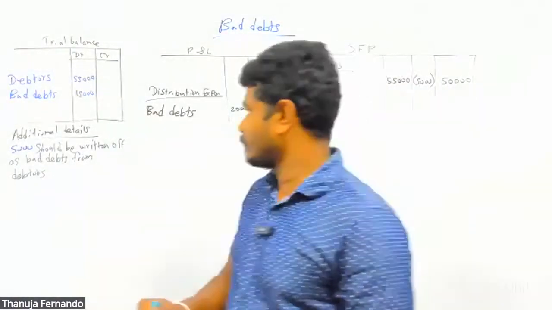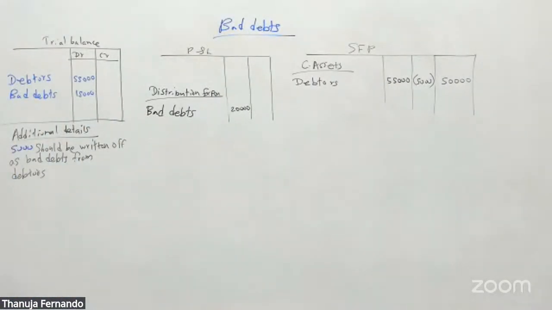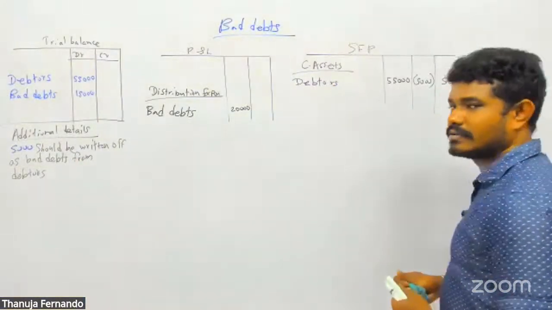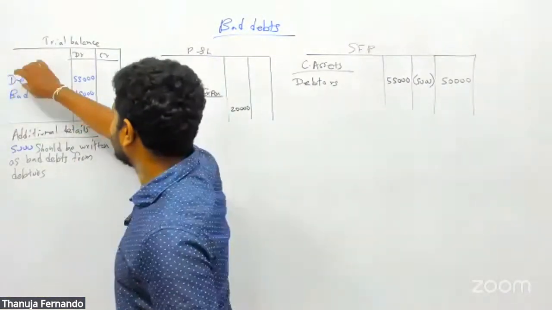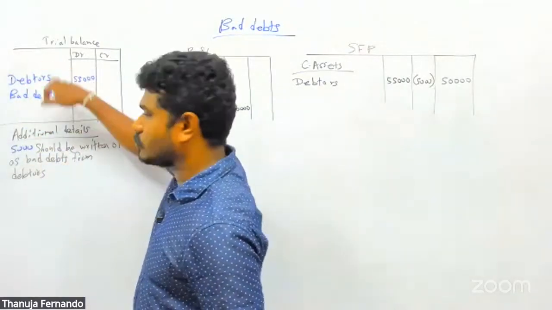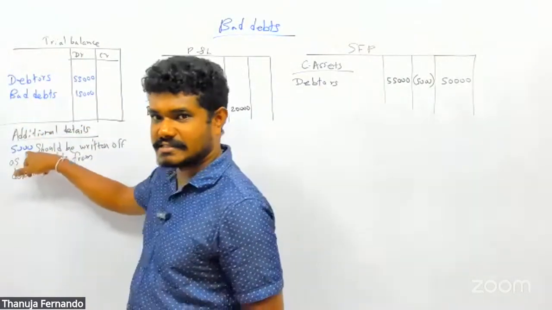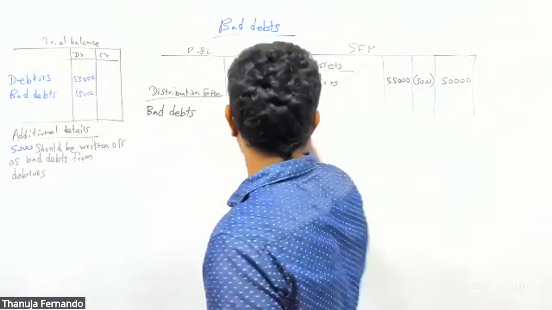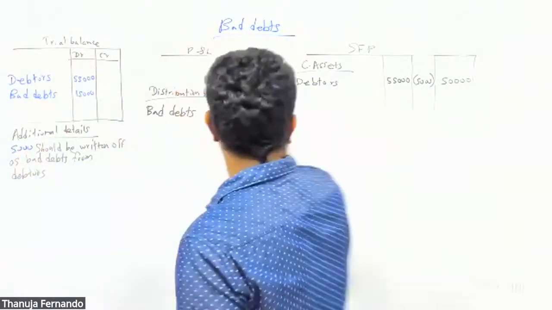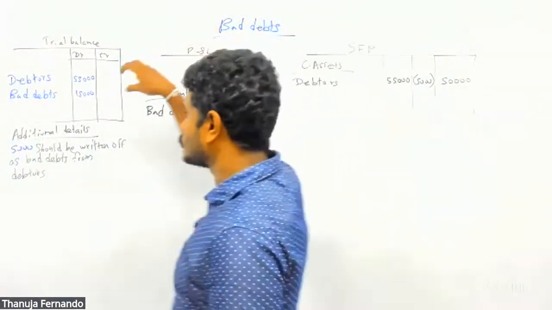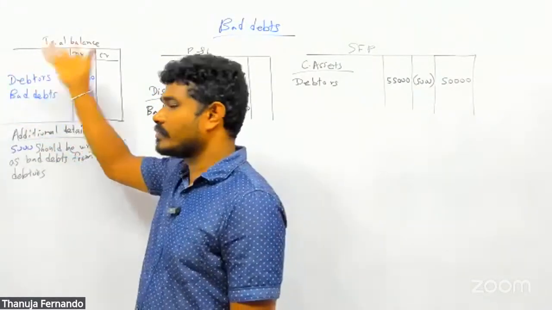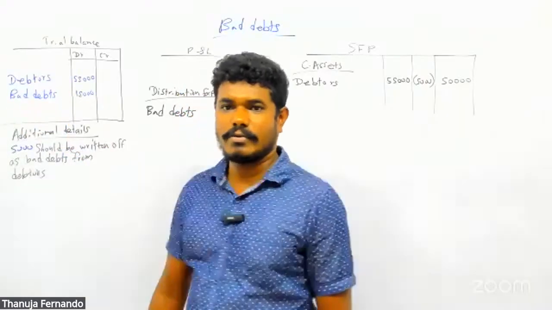Understood, all of you? Okay, this is how we record this kind of thing. If they give you only debtors, then you can directly record debtors here and directly deduct the bad debts from it. But if they have mentioned another bad debt in the trial balance, it means we have already deducted from debtors as well as we have remaining bad debt.